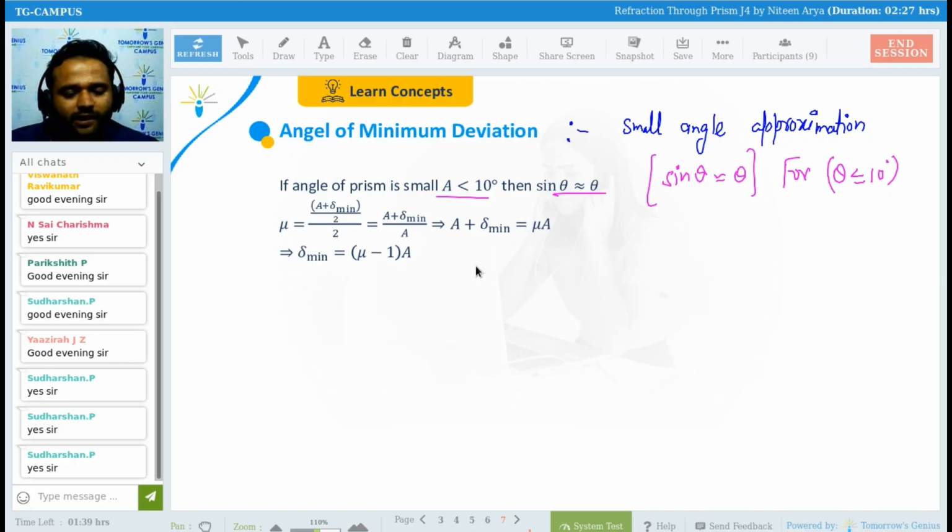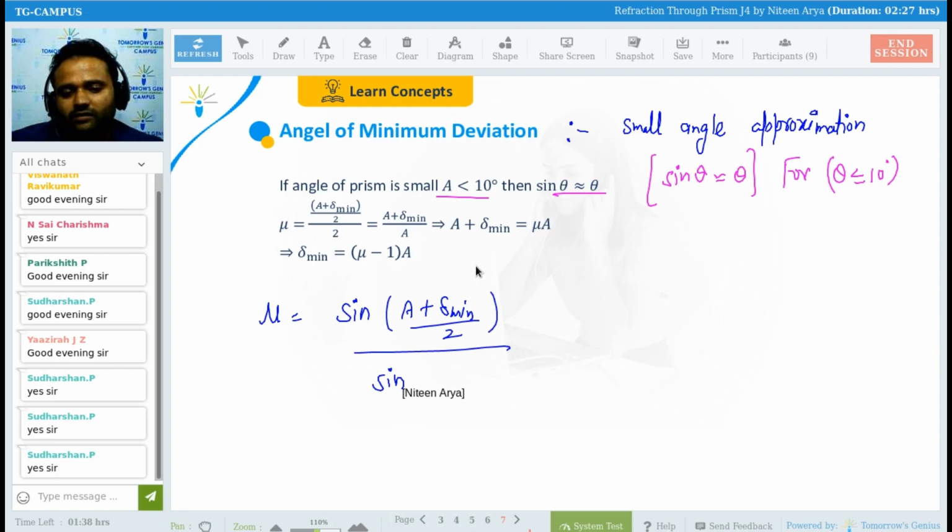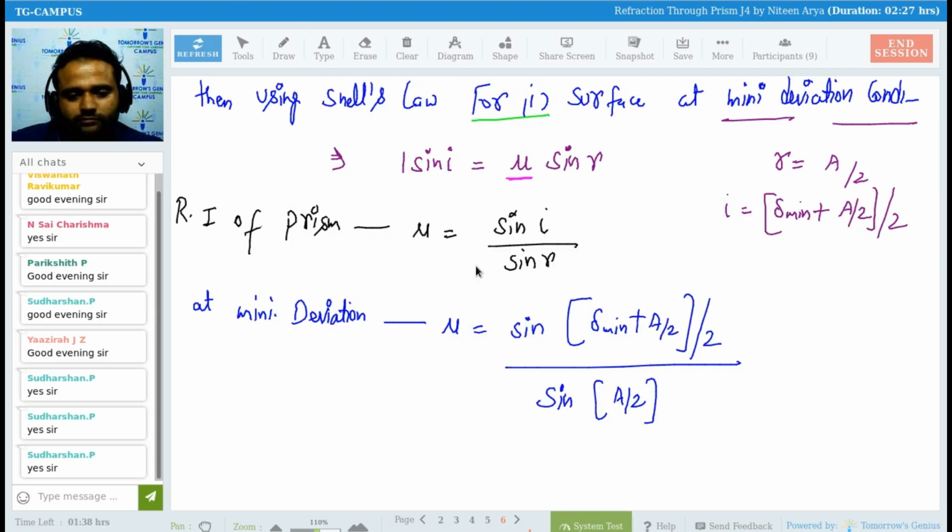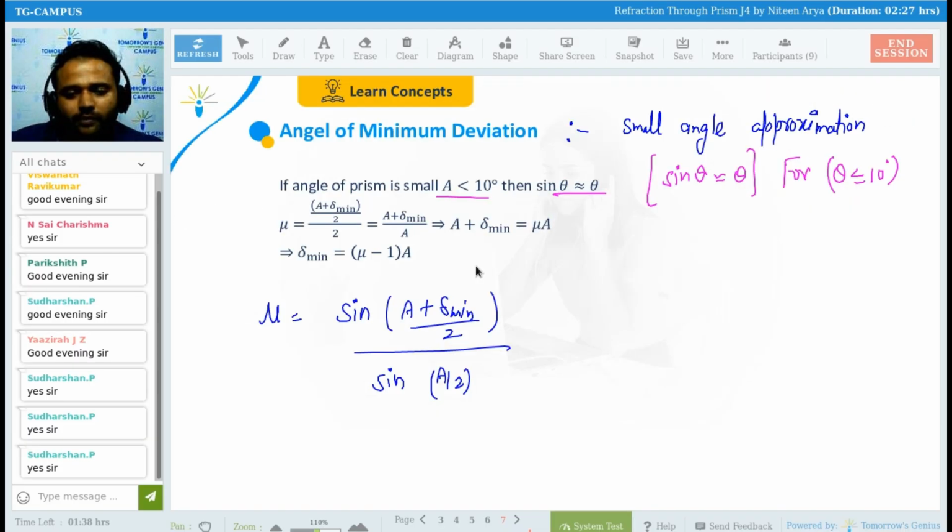Clear? Because sine theta is going to be directly theta. What I am doing here, I just skipped one step. Sorry for that. Before this, as we know from the previous page, mu is sine of (A plus delta minimum) divided by 2, divided by sine of A by 2. So this is the refractive index at minimum deviation.